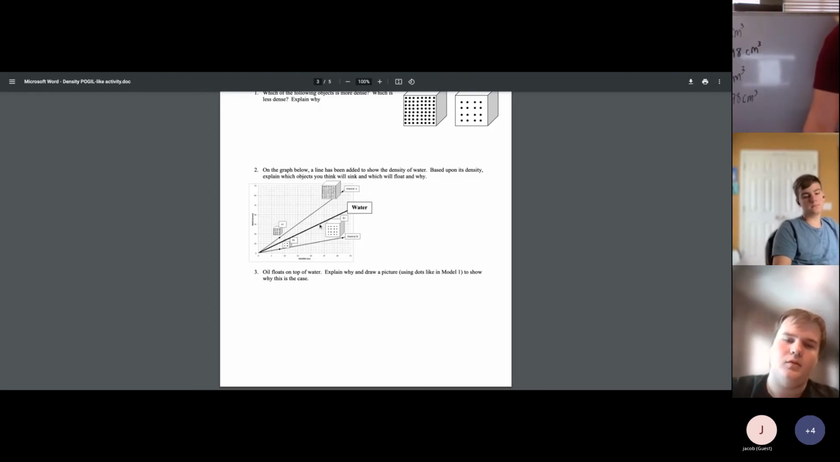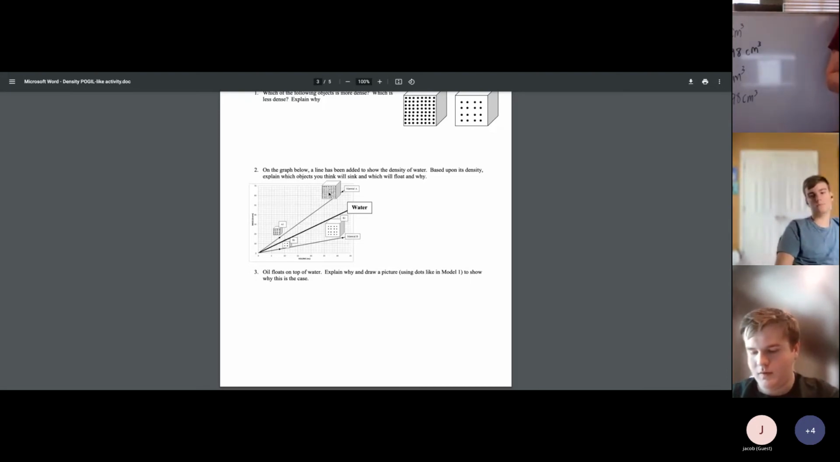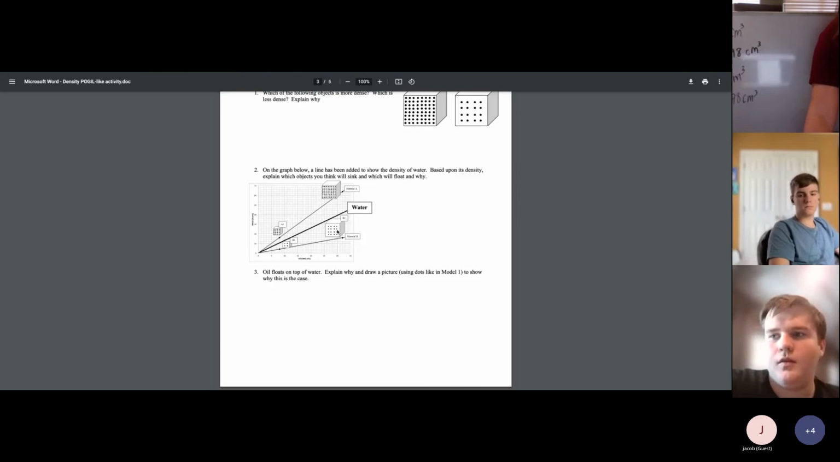So water is right here. Our object A is above that. It has a greater mass to volume ratio than the substance it's got to push out of the way to float. So object A would definitely sink. Object B down here has more space between its particles, right? So it weighs less, even though it takes up the same amount of space as water. So it can't push the water out of the way for it to sink. So object B down here would most definitely float on water.